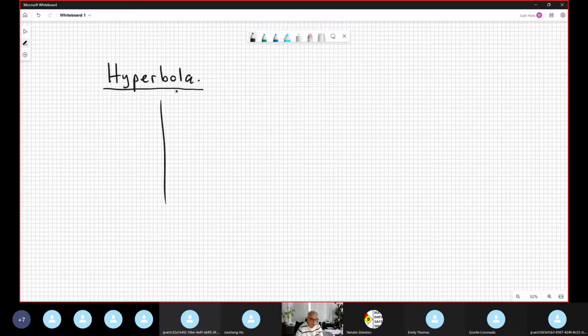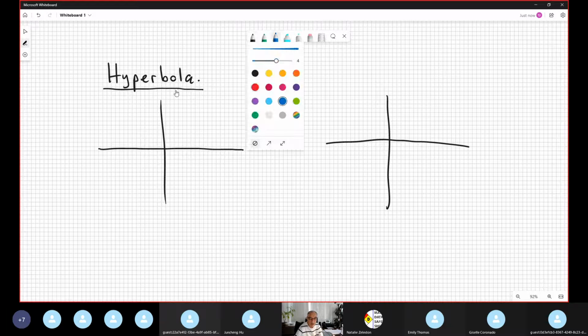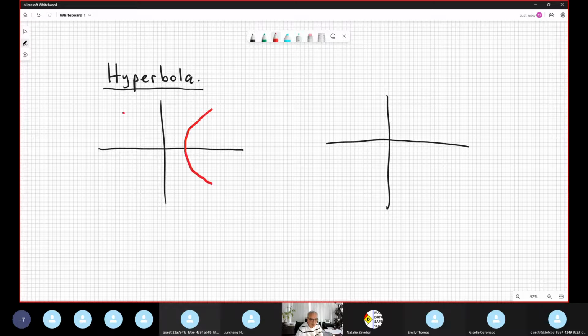So one possibility is to have one hyperbola like that, or one hyperbola like that. How do you identify the hyperbola? Well, I call this a horizontal hyperbola. Horizontal. And this is vertical.